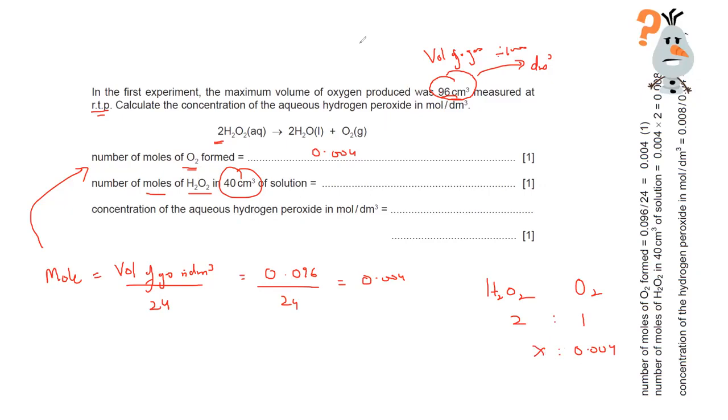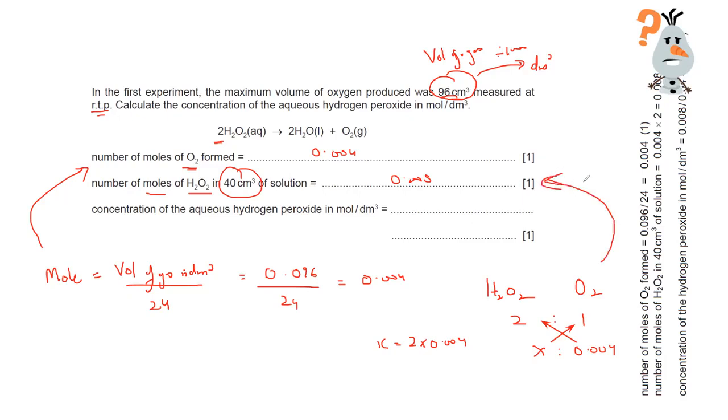X. So we cross multiply: 2 is multiplied with 0.004 and X is multiplied with 1. So X is equal to 2 multiplied by 0.004, so X will be 0.008. So using the ratio, we got the second part.